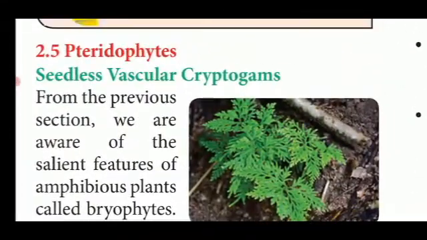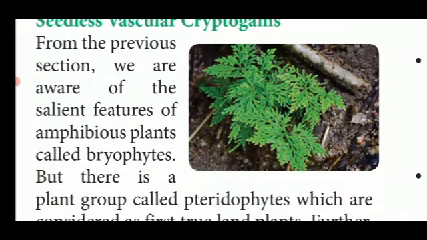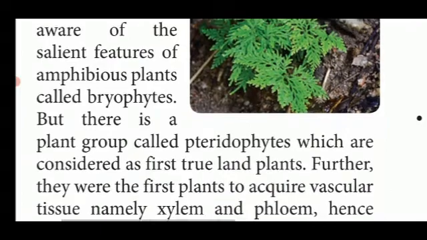The next topic is pteridophytes. The pteridophytes are called seedless vascular cryptogams. They are also non-flowering plants, but they contain conducting elements such as xylem and phloem. They are the most advanced group compared to the bryophytes. So pteridophytes are considered to be the amphibians of the plant kingdom.